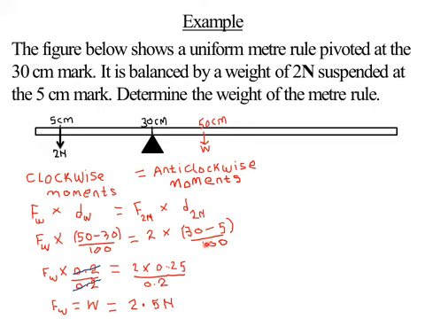So 5 minus 30, then to convert it into meters, we divide by 100. So we have 30 minus 5, which is 25. 25 divided by 100, you get 0.25 meters. So you compute this, we have F times 0.02 is equal to 2 times 0.25. Then I'm making F the subject of the formula by dividing both sides by 0.2. So we have 2 times 0.25 divided by 0.2. So Fw, which is equal to the weight, will give you 2.5 Newton.